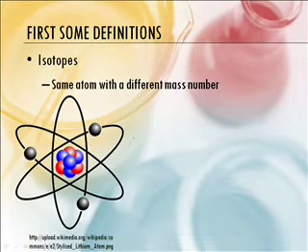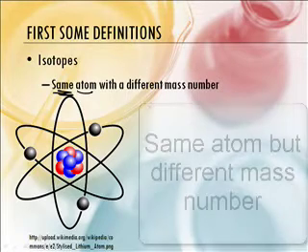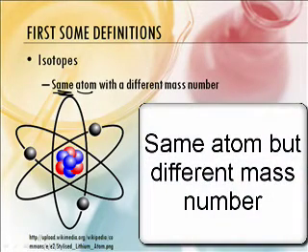Okay, well here's what an isotope is. Oh wait, there's that word, same. So that's the iso part. So we have the same atom with a different mass number. Okay, so same atom means it has the same number of protons, because a different number of protons makes it a different atom. That is correct.